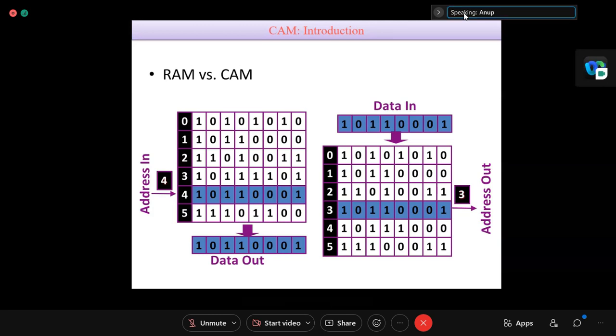This address out goes into the left side, that's column number 4, and then it gives 10110001. So this is the data out. This data is actually all my account information. Here, to save space, I am showing only some bits, but the left side holds huge data. So this is the difference between RAM and CAM.